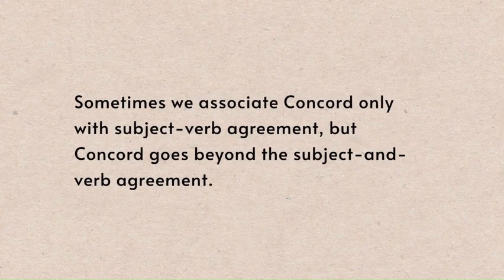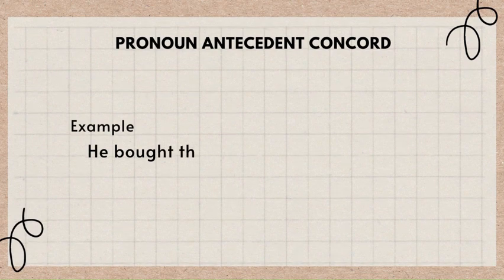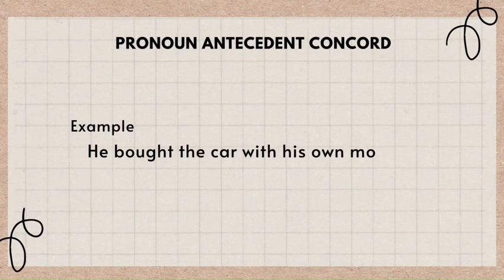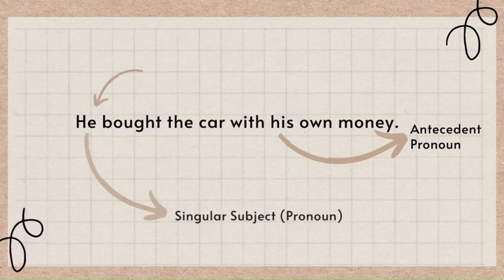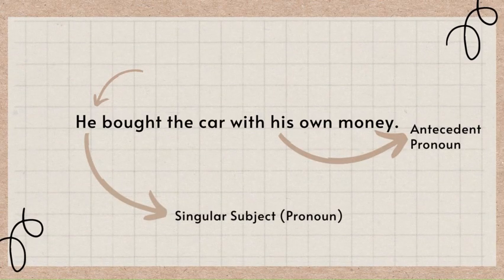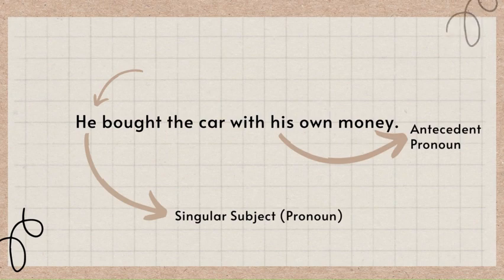Sometimes we associate concord with only subject-verb agreement, but concord goes beyond just the subject and verb agreement. For instance, we have pronoun antecedent concord. Example: he bought the car with his own money. Because the subject is he, and he is a pronoun, the pronoun should agree with its antecedent. That is why we have his own money, not her own money.